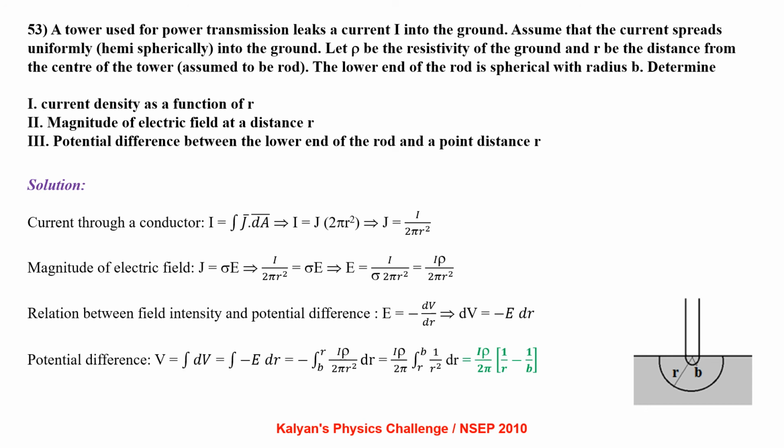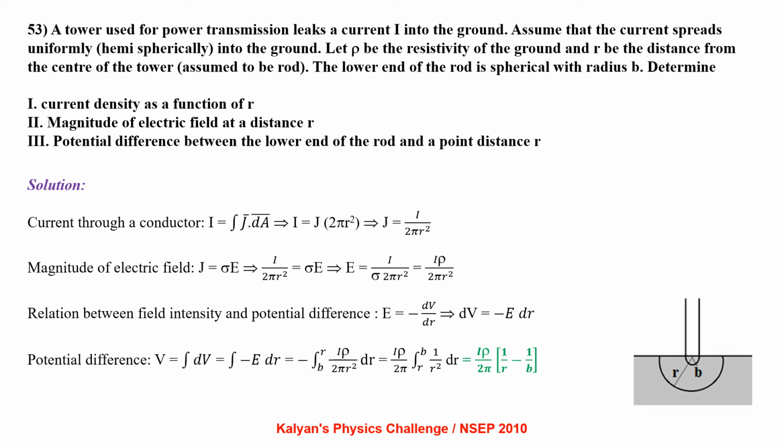Current through the conductor I equal to integral j bar dot dA bar. So from there I equal to j times 2 pi r square, which gives us j equal to I by 2 pi r square. Here 2 pi r square is the surface area of hemisphere.